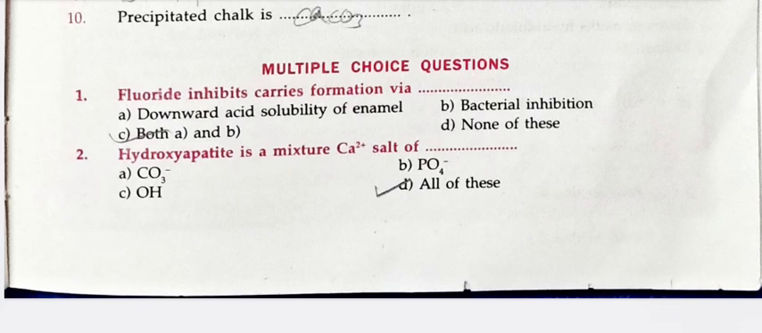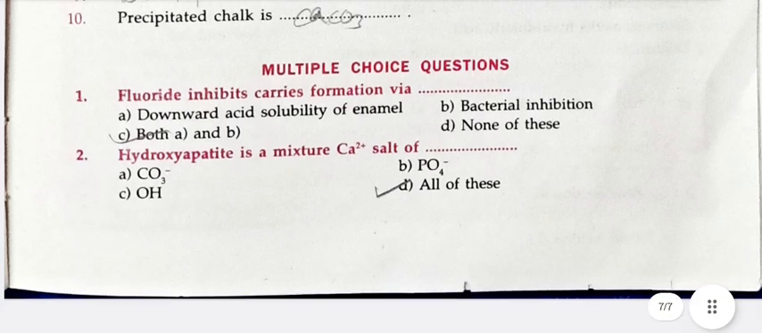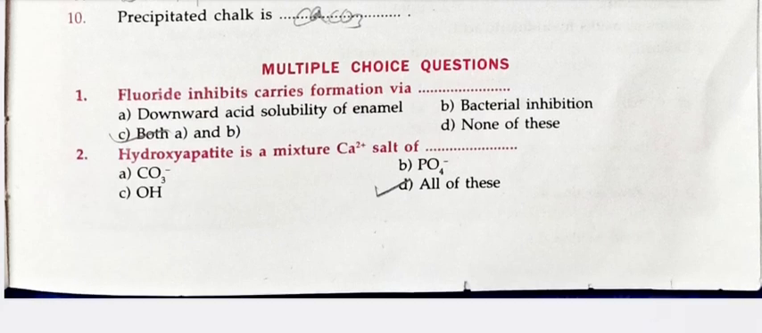Okay, next one: hydroxyapatite is a mixture of calcium salt of carbonate, hydroxyl and phosphate. This is not very important, so you can leave it.